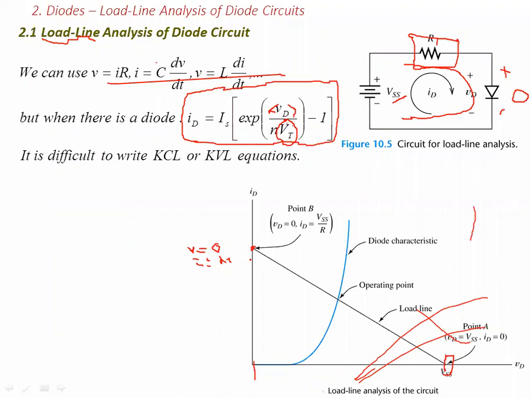So what are we saying? The region that is bound by the load line and the axes will be the operating area of our circuit. That means you can get any other operating point within this region, right?